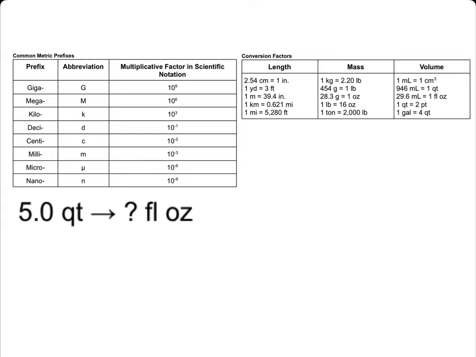We want to convert 5 quarts to fluid ounces. For our setup, we always start off with our given. 5 quarts is in the numerator, so I'm going to go ahead and put quarts in the denominator. Before I even worry about numbers, I want to make sure my setup is correct. I have a setup where I can cancel out quarts. Then I look at my table and I want to find a way to convert quarts to fluid ounces.